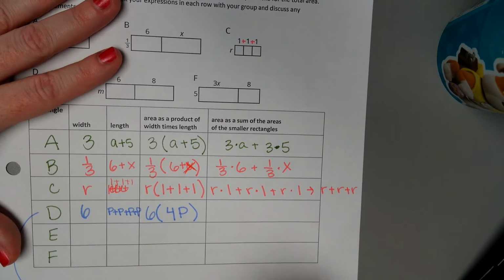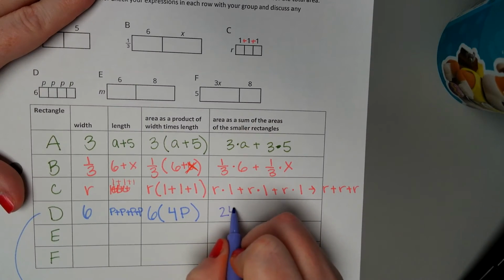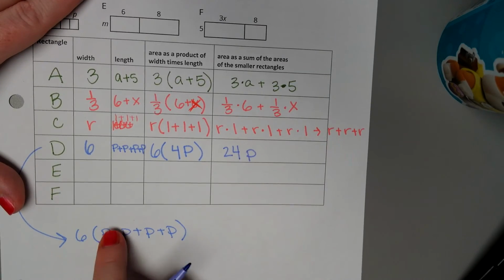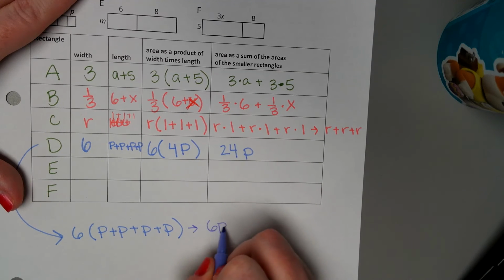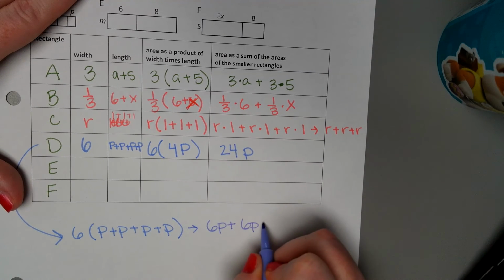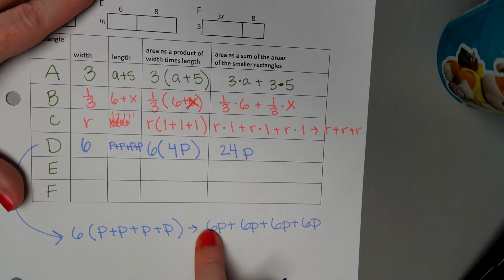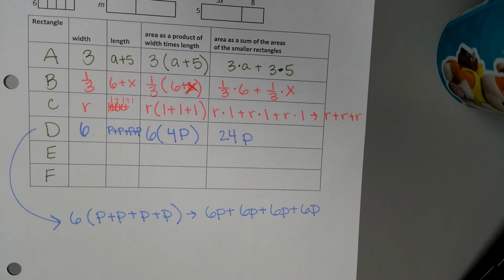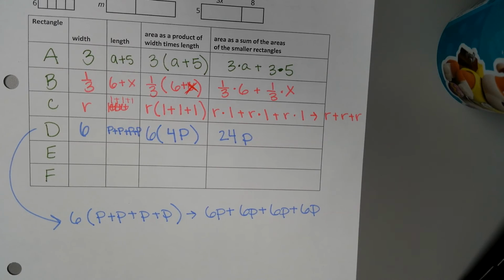And then when we distribute, we would then have 24p because 6 times 4p is 24. But if we were to rewrite it this way, we would have 6p plus 6p plus 6p plus 6p. Well, since they all have like terms, the only letter we have in this is p. We would have 6 plus 6 plus 6 plus 6, which would be 24, or we would write out 24 p's.